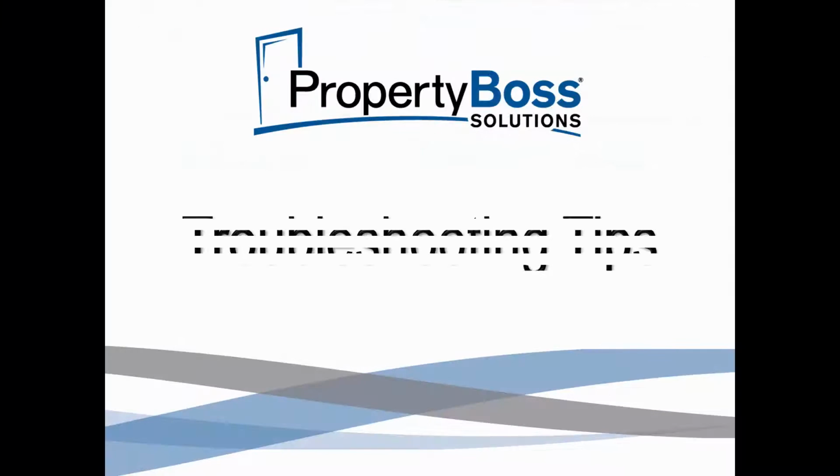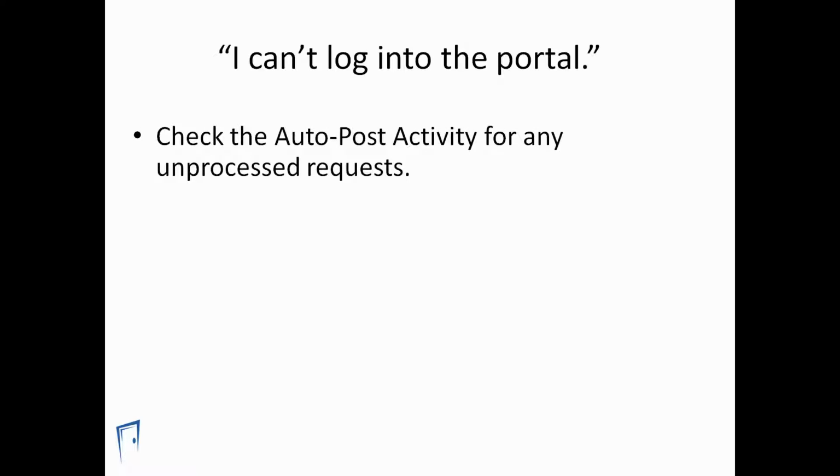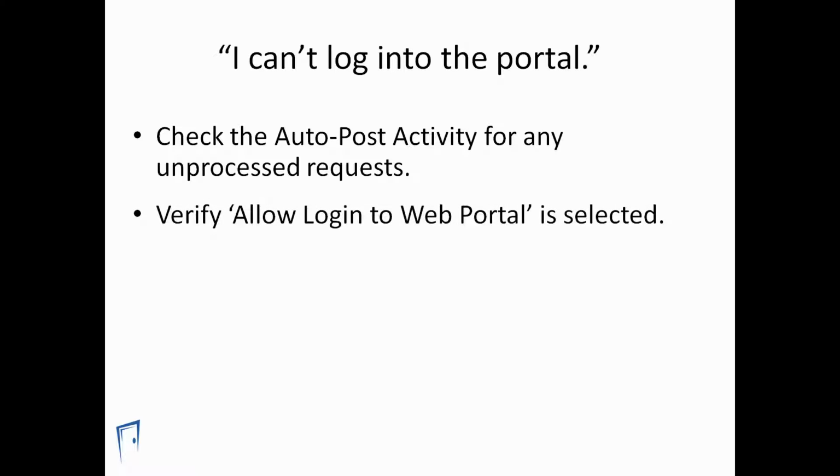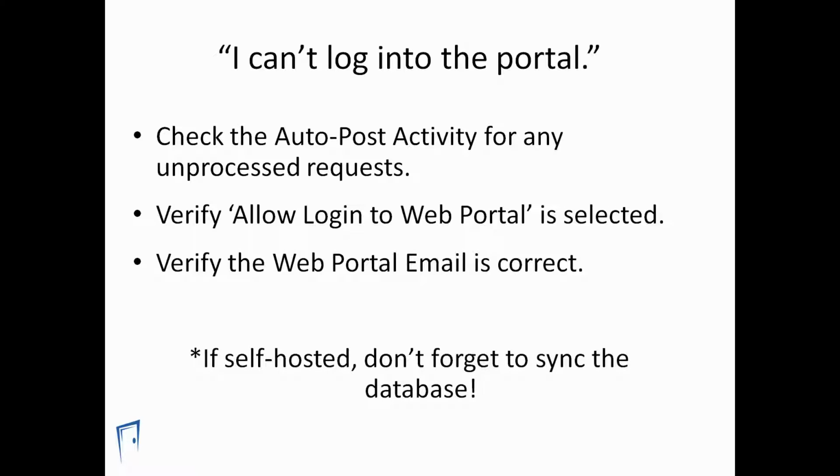Now let's look at some troubleshooting tips to assist you when your residents contact you with issues regarding accessing your portal. If a resident contacts you and says they can't log into the portal, the first place to look is your auto post activity. Check to see if there's a web activity from them that hasn't been processed yet. The next place to look is their contact record in PropertyBoss. Verify the checkbox is selected for Allow Login to Web Portal, and verify they are logging in with the exact same email address as the one entered in the web portal email field. If the email address is incorrect or missing in this field, you will need to update it in PropertyBoss. If you are using the non-hosted or standalone version of PropertyBoss, be sure to sync the database before asking them to try logging in again.